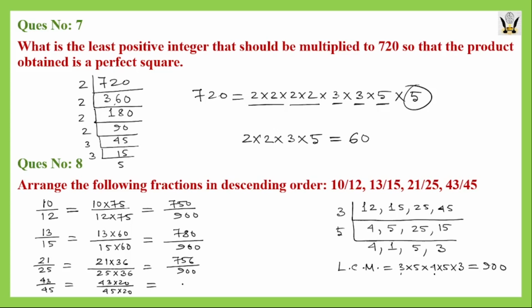So the changed value will be 43 multiplied by 20, which means 860 divided by 900. And with respect to 900, the same denominator, we can easily compare the numerator values. So 860 is the highest or greatest. So this is how we solve or simplify this type of problem.